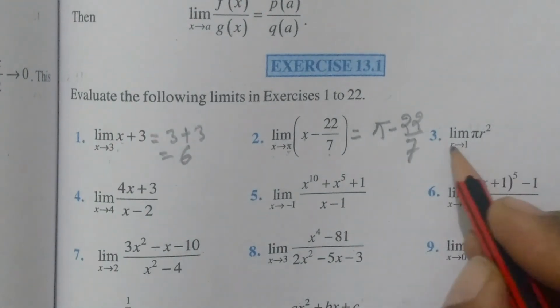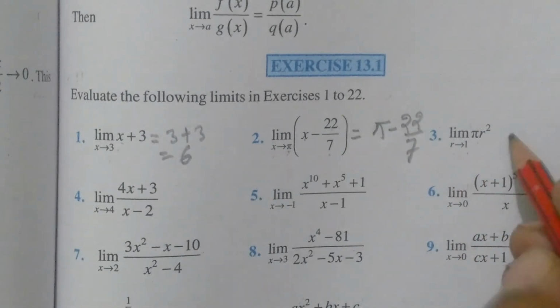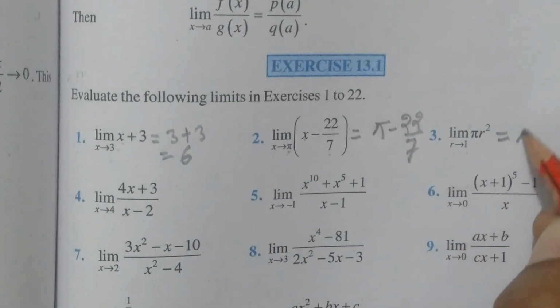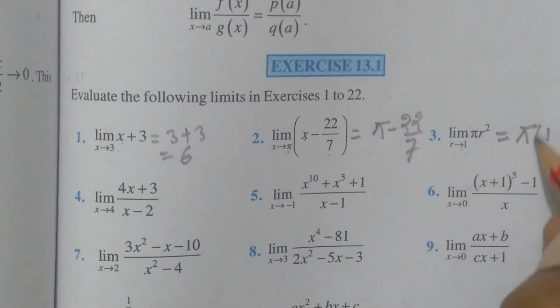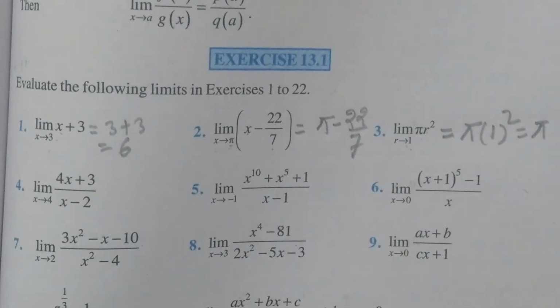Okay, now taking question number 3, limit r approaches 1 of pi r square. Here also, in pi r square, we just keep pi as it is. The value of r we are considering is 1, so pi into 1 square becomes equal to pi. This is the limit of this function.